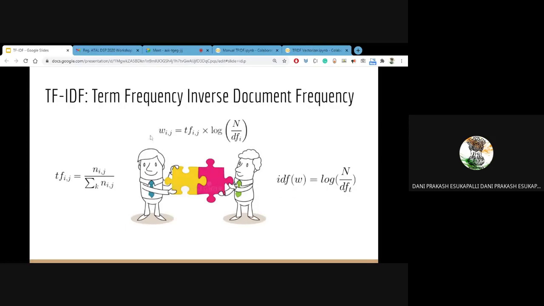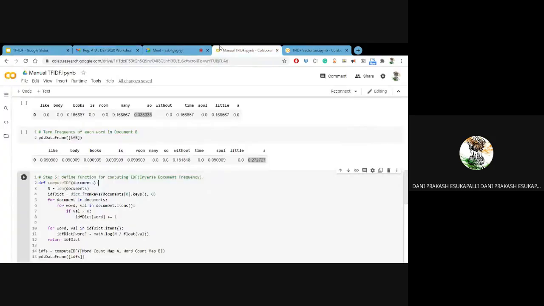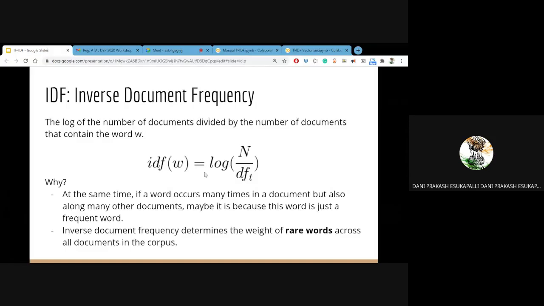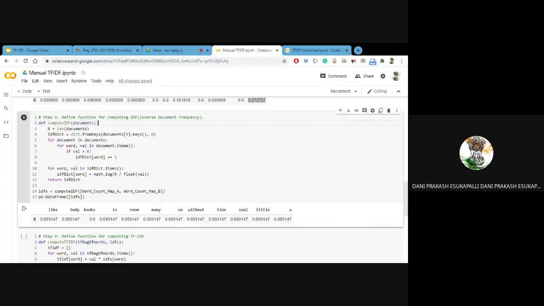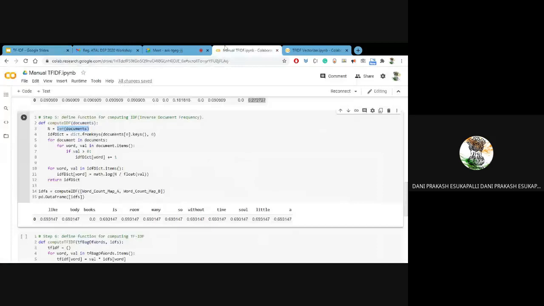So in order to compute TF-IDF, we computed this one. Now we will compute inverse document frequency. To compute inverse document frequency, we should know the total number of documents, n, the length of documents, divided by the number of documents that contain word W. Here this value will take the number of documents that contain word W.